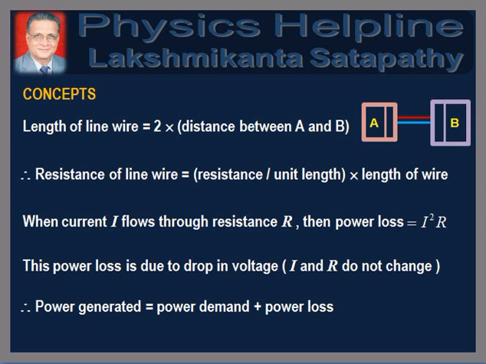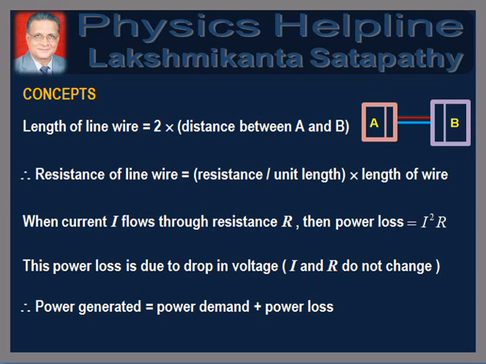Before proceeding to solve the problem, let us recall the related concepts. Power transmission is done using a two-wire line. Therefore, length of wire is equal to twice the distance between A and B. Also, resistance of line wire is equal to resistance per unit length multiplied by length of wire.